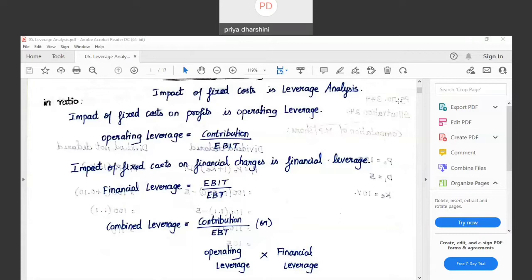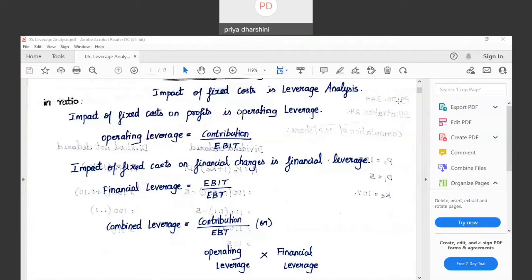So the impact of fixed cost on profits of the organization can be because of two fixed costs. One is fixed operating cost and the other is fixed financial cost. If you are considering the impact of fixed operating cost, you call it operating leverage. If you are finding the impact of fixed financial cost, you call it financial leverage. If you are finding the impact of both fixed operating cost and financial cost, you call it combined leverage. Okay, these are the three forms of leverages.